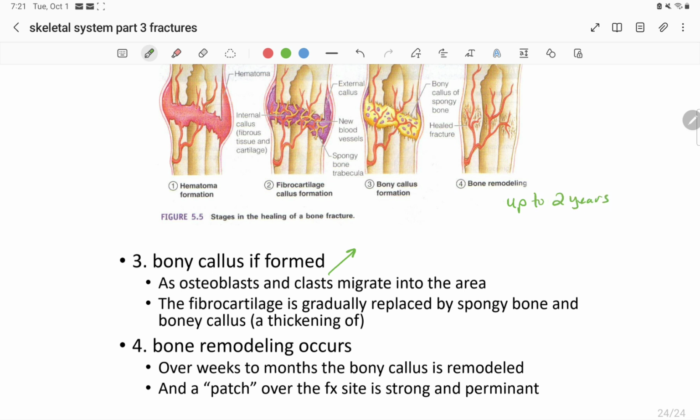Okay, now at week 8 to 12, you're cleared to go do your sport or whatever, get the cast off, that kind of thing. But it's not necessarily, let's say at week 8, that everything is 100% and ready to go. Even though the fracture is healed, by week 8 to 12 there's still a lot of remodeling to do, and that can actually last up to about 2 years.